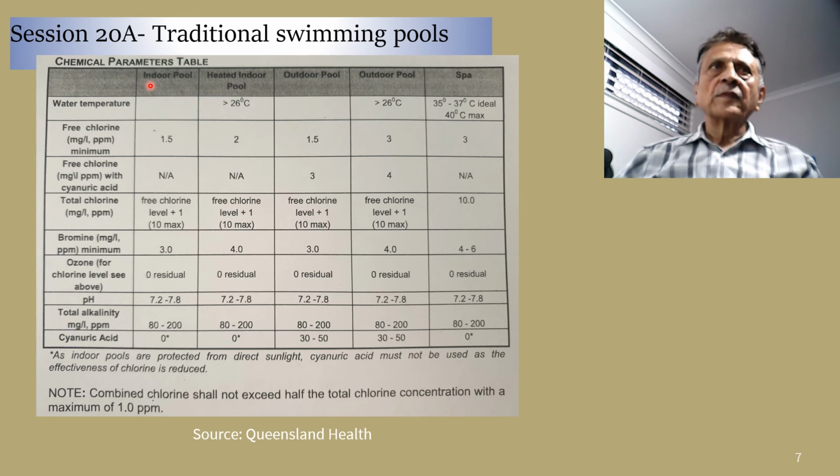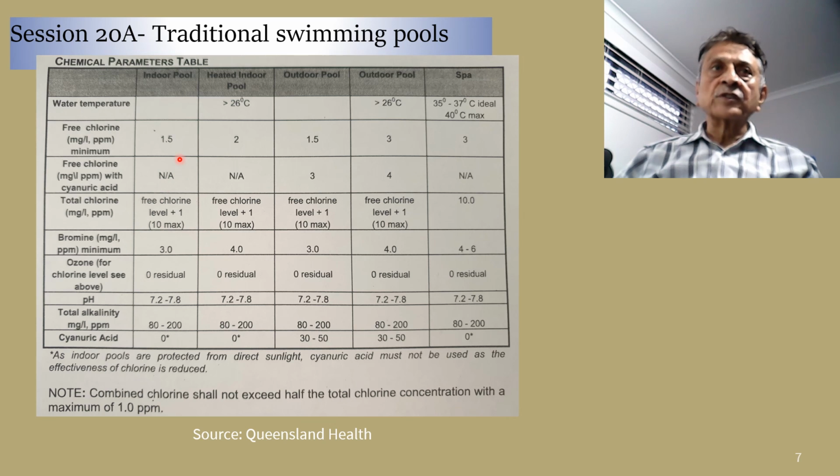For an indoor pool, we must have a total chlorine of at least 1.5 ppm, a free chlorine of at least 1 plus, and 10 ppm as maximum. They said ozone is 0 for an ozonated treated pool, which I quite dispute. The pH must be between 7.2 to 7.8 and the alkalinity between 80 to 200.